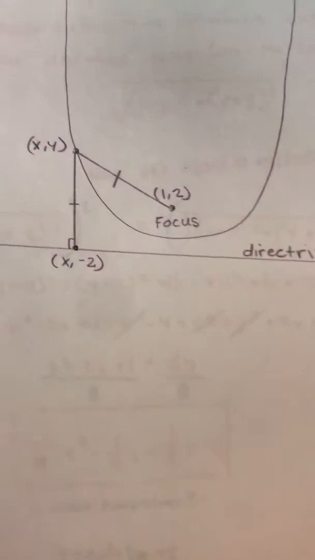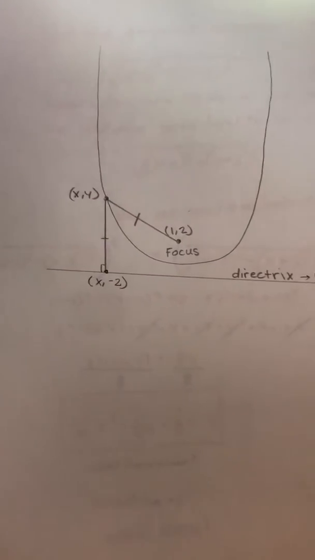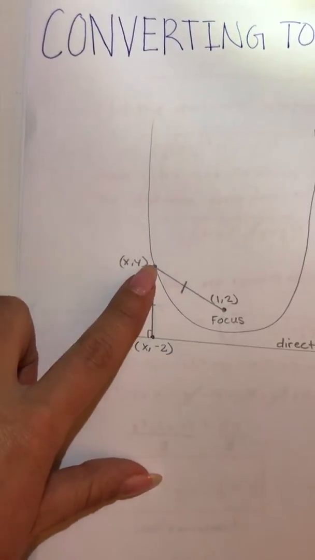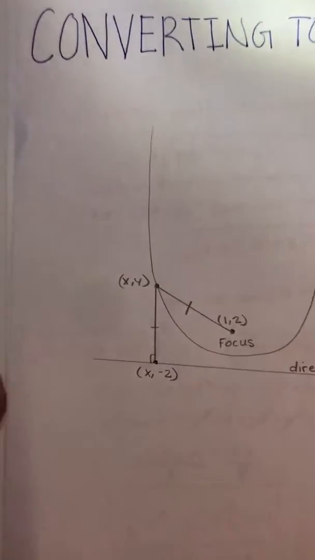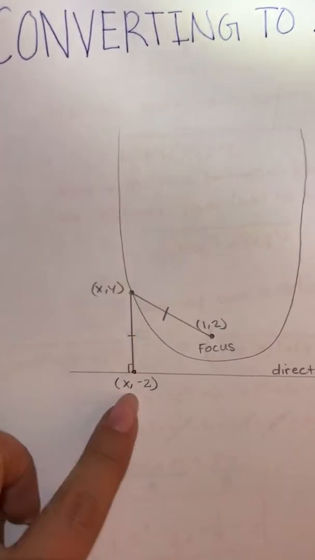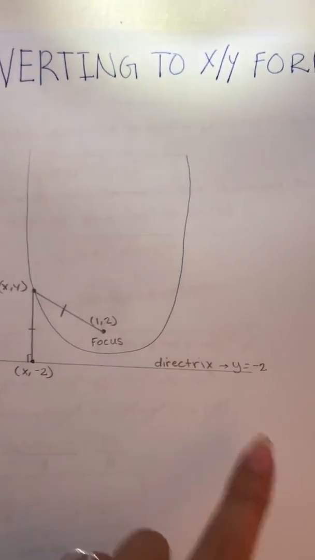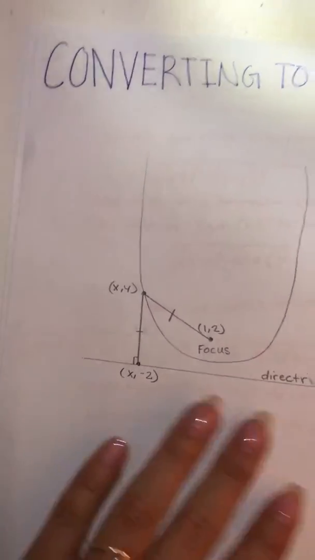So here we have our example parabola, which we can say the focus is at (1, 2), and then our point here, which is any point, is (x, y). And then because it's equidistant, it goes down from here. So we know that x is going to be x, and because the directrix is y equals -2, it is going to be (x, -2).